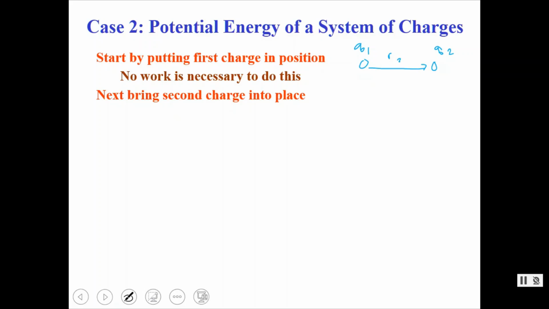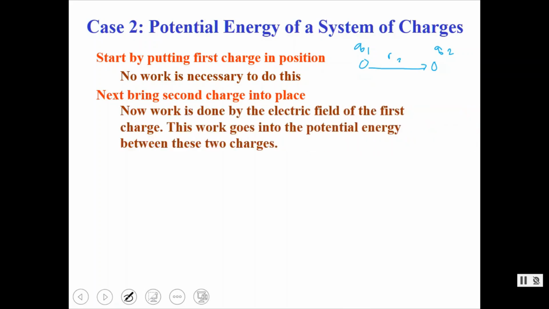So some amount of work is done there. That work being done, therefore, adds to the potential energy of the system. Now, if I bring a third charge into place, so say I want to put Q3 right here, then in order to move Q3 into place, I assume that I'm moving it from infinity and bringing it into this position. Well, it's going to be at some position from these other guys.